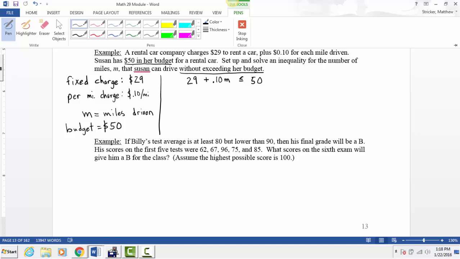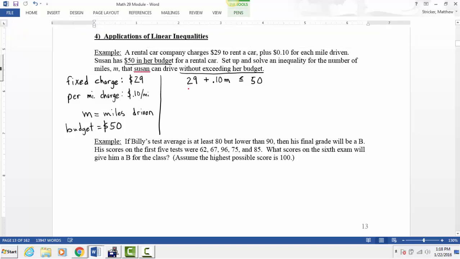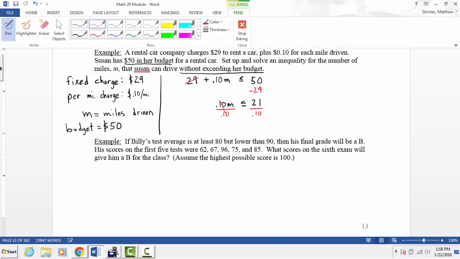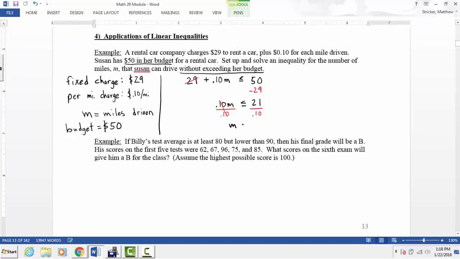We can take and move this 29 to the other side. It becomes a negative 29. And so on the right hand side, we have 21. We still have 0.10 M over here. And how are we going to solve this? You got it. We just divide both sides by 0.10. And when we do that, we can see that at most, Susan should drive 210 miles.